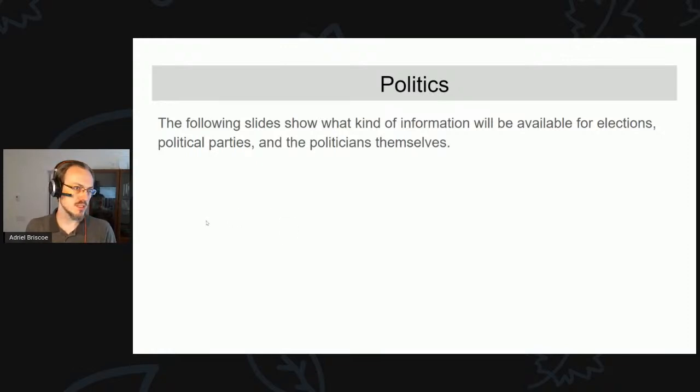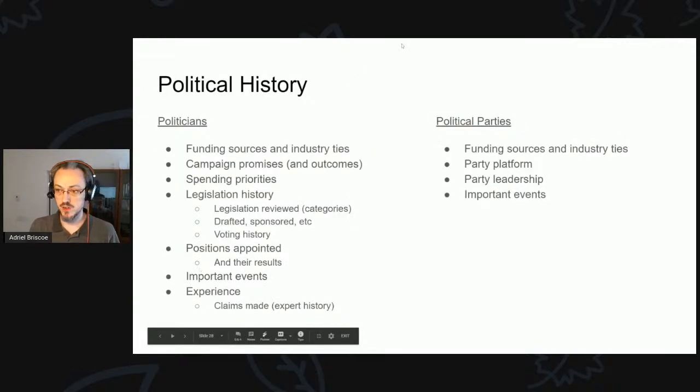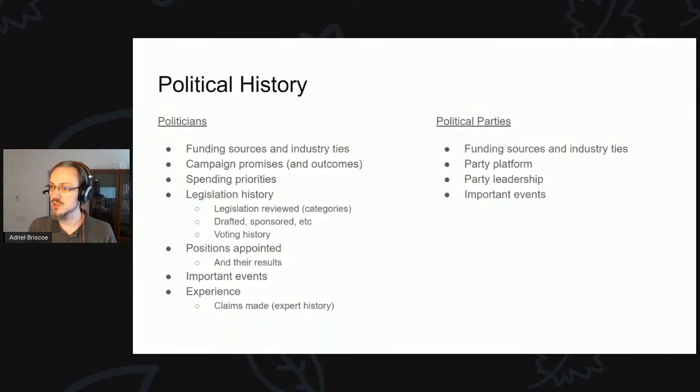on. So as this opening slide says, the following slides are going to show what kind of information is available for elections, the political parties, and the politicians themselves. First things, we'll talk about what information will be available around politics, so sort of the history for politicians and the political parties. So for each politician, we want information around where their funding comes from.